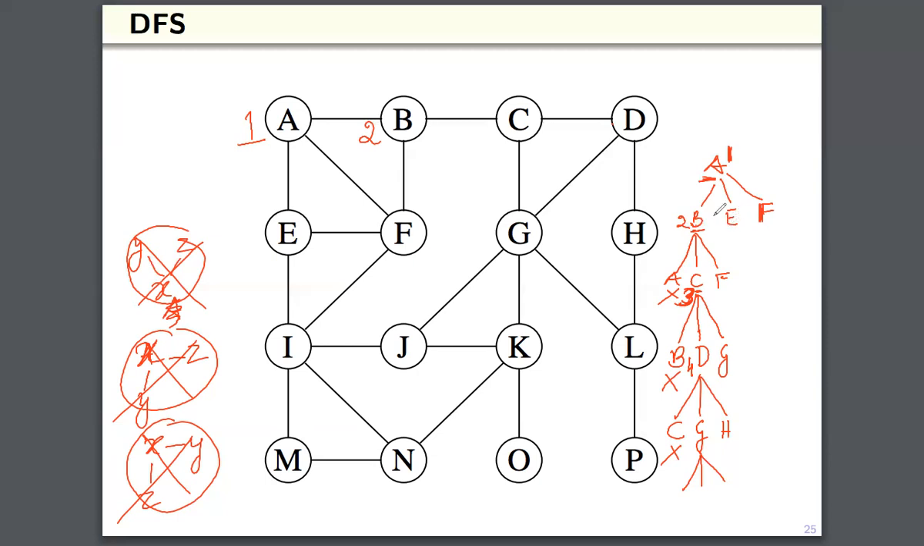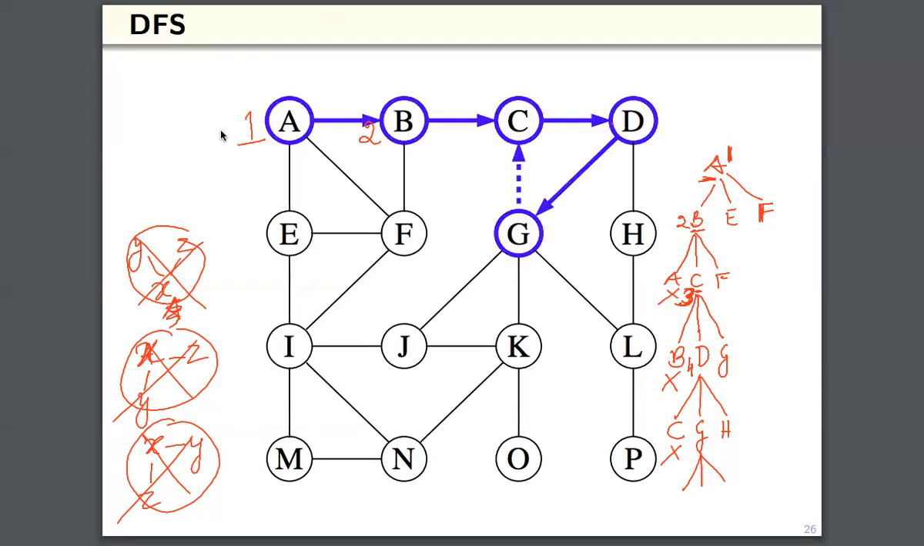Let's also go to the next slide. It will show you the order A, B, C, D, and G. That's exactly what we got here. G is the 5th vertex to be visited. From G, what options do you have now? You have C, J, K, L. But C is visited, so that's why they showed it like this. You cannot revisit it.